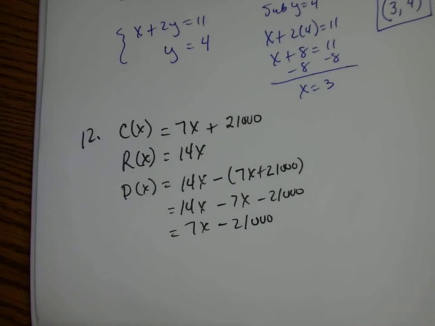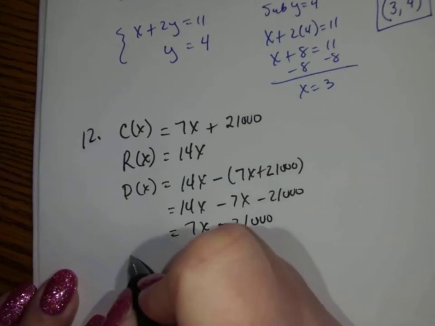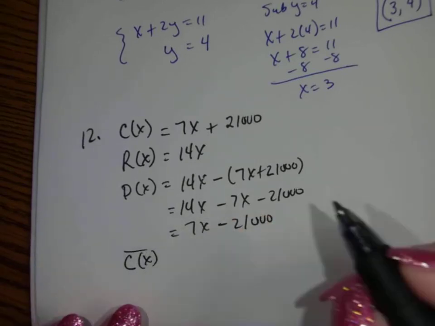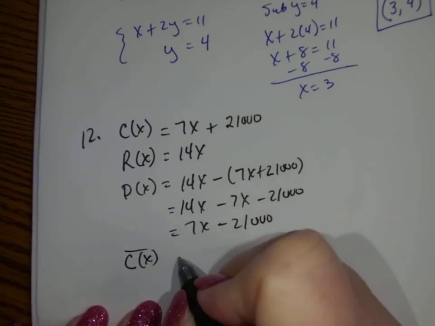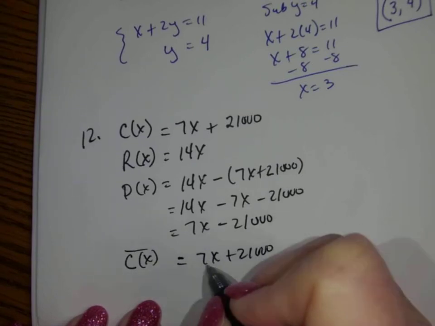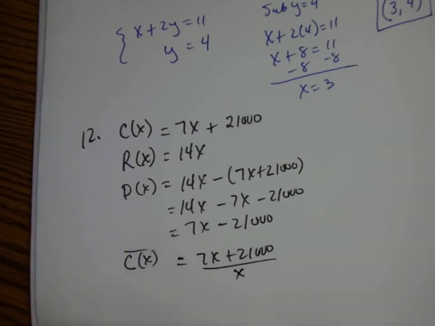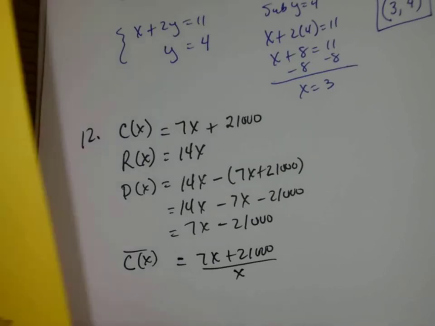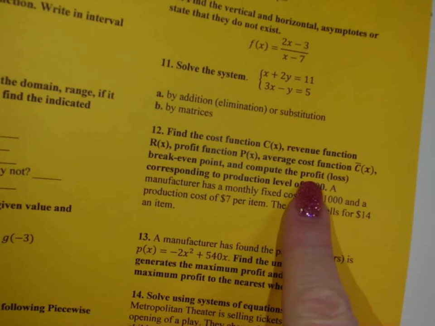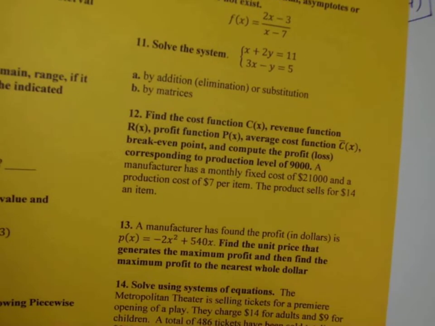And then our next function that we needed to find is the average cost function. And that is going to be our cost function all over x. So those are the different functions we were asked to find. And now we're going to find a couple of other things. The next thing it told us to find is that we need the break-even point, and then we're going to compute whether we had a profit or loss at 9,000.